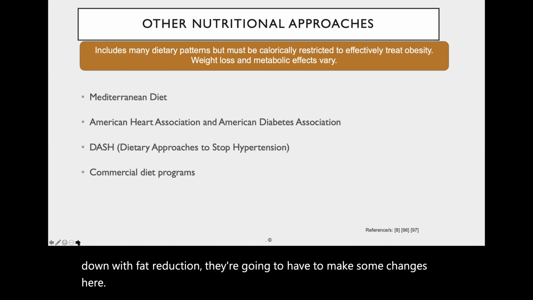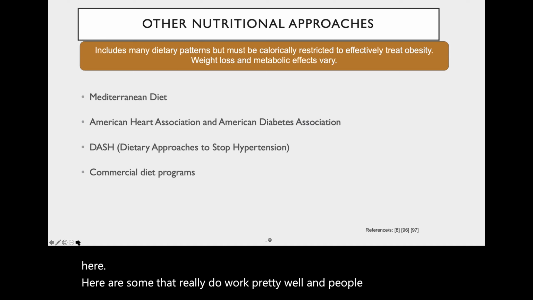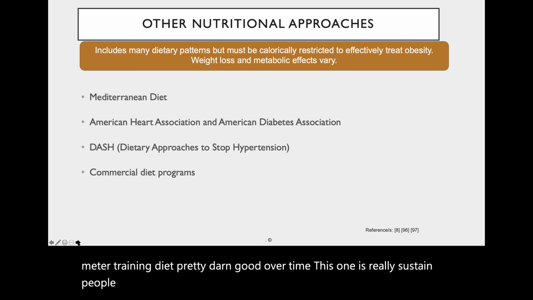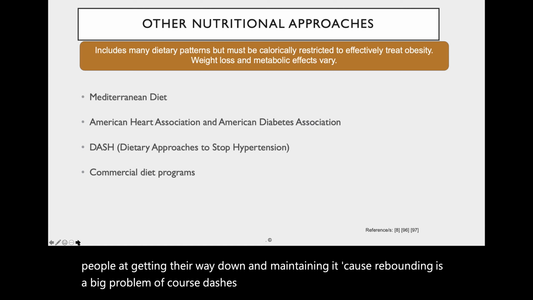Here are some that really do work pretty well and people can live with. The Mediterranean diet, pretty darn good. Over time, this one has really sustained people at getting their weight down and maintaining it, because rebounding is a big problem, of course. DASH is great for hypertension. It restricts both sodium, calories, and fat.